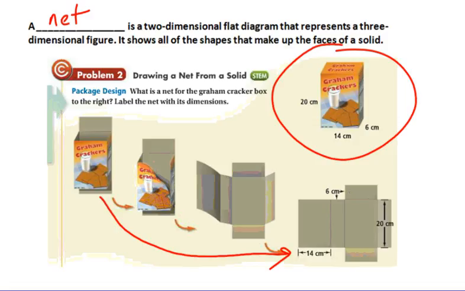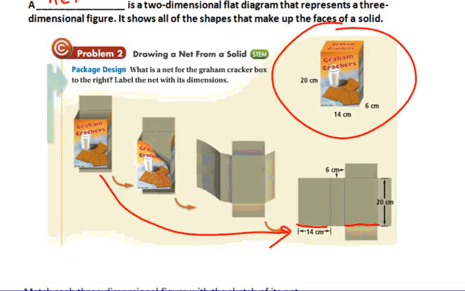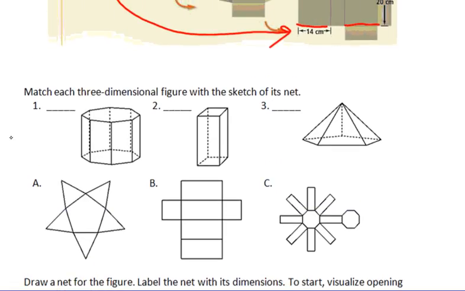It's important to label the parts, the sides and the different measurements. So we know all these parts going from top to bottom in this middle section are 20 centimeters just from the label. We can tell that these smaller ones are going to be 6 centimeters, and then it's 14 centimeters wide in these parts right here. So that's basically what a net is. If you look at problems 1, 2, and 3, could you match the three-dimensional object to its two-dimensional net? Go ahead and see if you can figure that out.